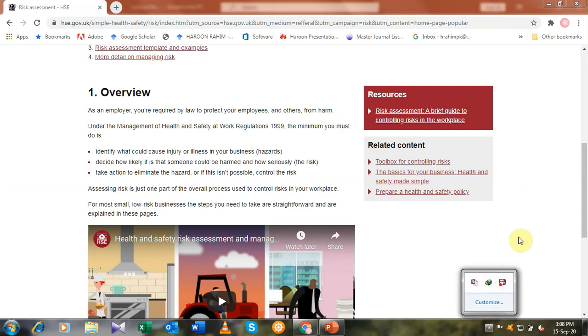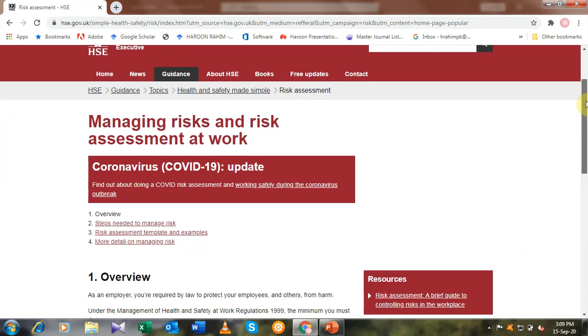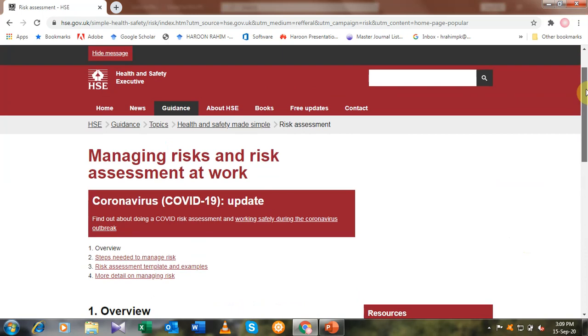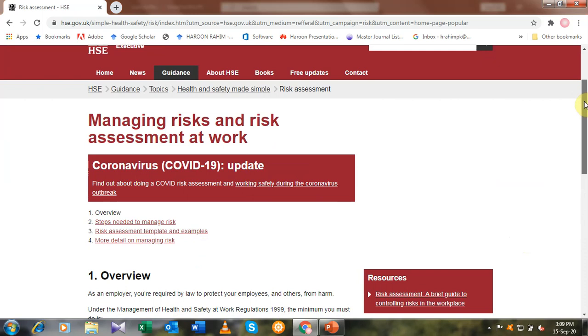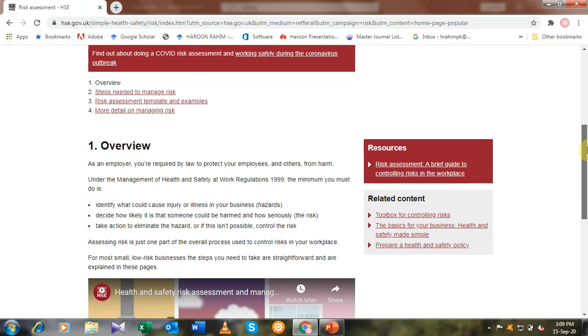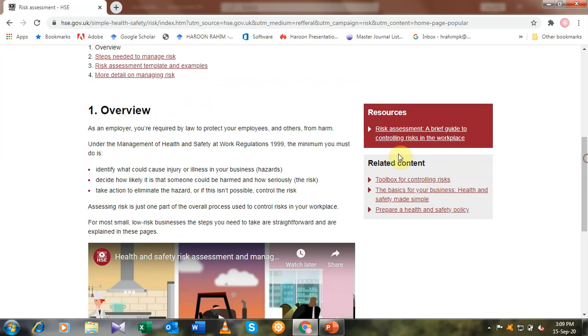If we visit the hsc.gov.uk website, we found on that particular website, that is Health and Safety Executive, under Managing Risk and Risk Assessment at Work, and overviewing that, as an employer you are required by law to protect your employees and other relevant persons at the workplace from harm or danger or hazard.